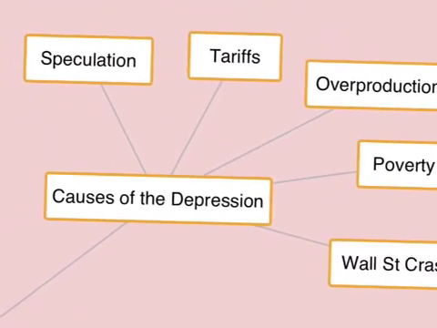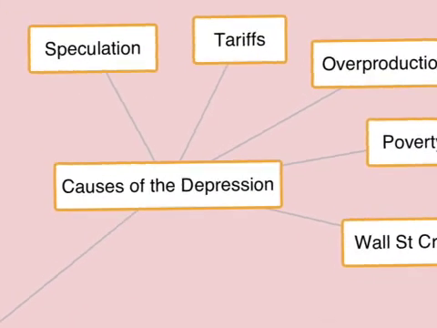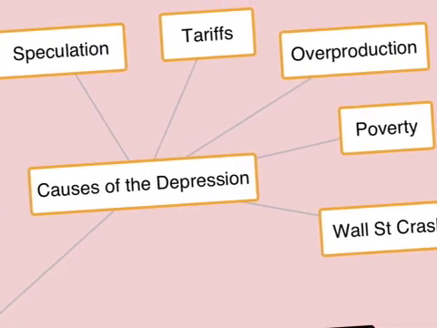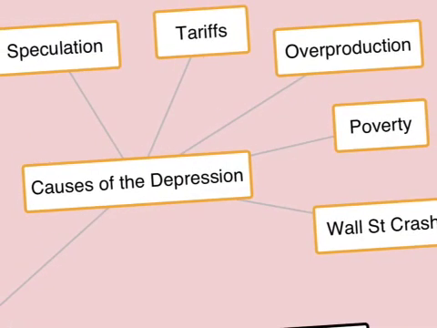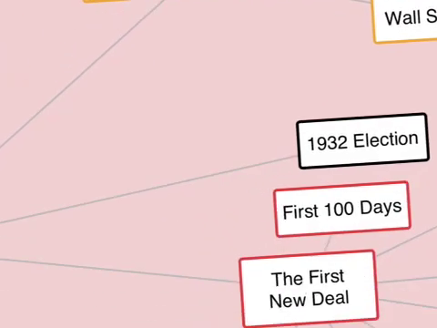Moving on, cause of the depression, get another sheet of A4 paper, okay, put cause of the depression in the middle, and then put these 5 things around it. So you've got speculation, tariffs, overproduction, poverty, and the Wall Street crash. And then off of them, put down just facts that you're going to know about overproduction, poverty, tariff, speculation, and the Wall Street crash. Alright, it's just the facts I'm interested in.